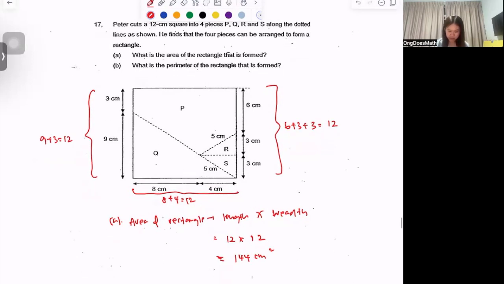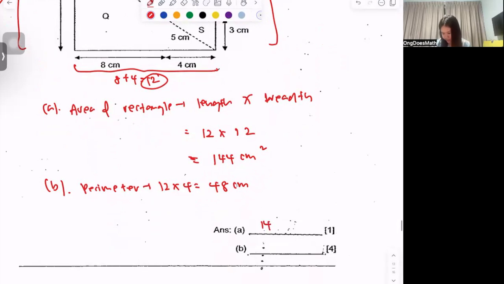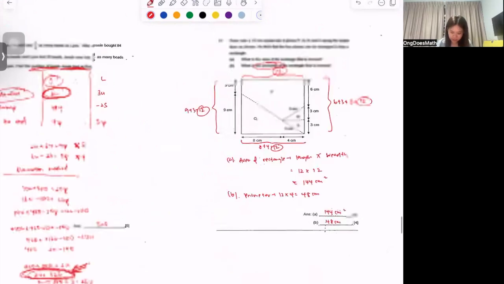Next, perimeter. Perimeter means you just add up all the sides. So here is 12, here is 12, here is 12, here is 12. 12 plus 12 plus 12 plus 12 is just 12 times 4, right? So perimeter is just 12 times 4 cm, which should give you 48 cm. Hence, we got our two answers. Part A is 144 cm squared. Part B is 48 cm. And we are finally done with our last question.